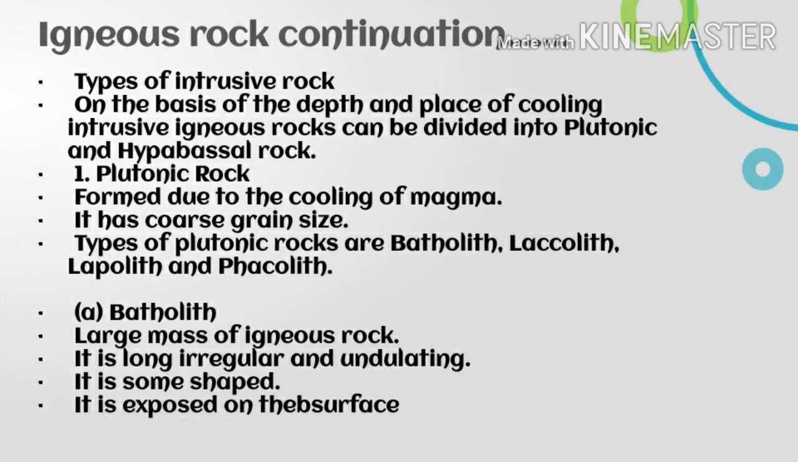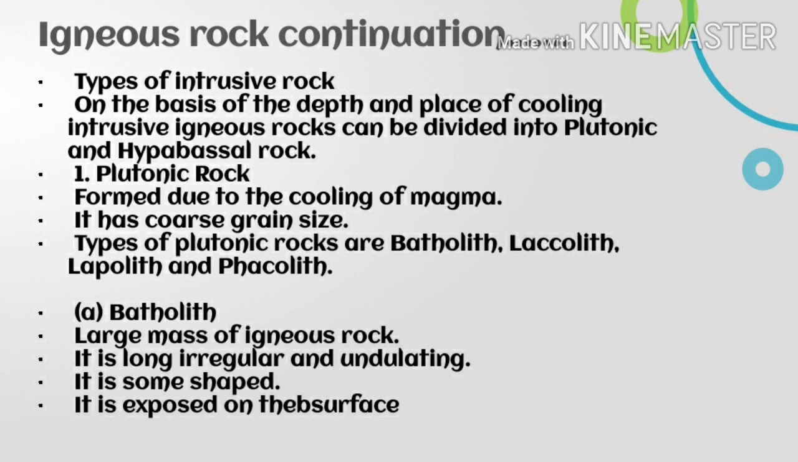The intrusive igneous rock can be divided into two major types, that is the plutonic and the hypabyssal intrusive igneous rock, and that is on the basis of depth: at which depth it has been formed, and at which places the cooling has taken place. Accordingly, it has been divided into two types, as I've already told you. Plutonic. So first we are going to deal with plutonic. So what exactly is plutonic intrusive igneous rock?